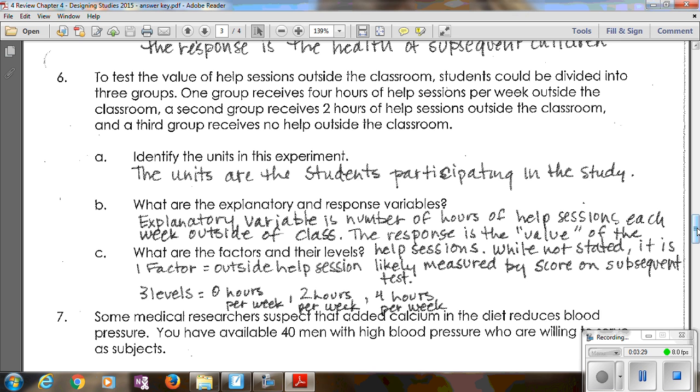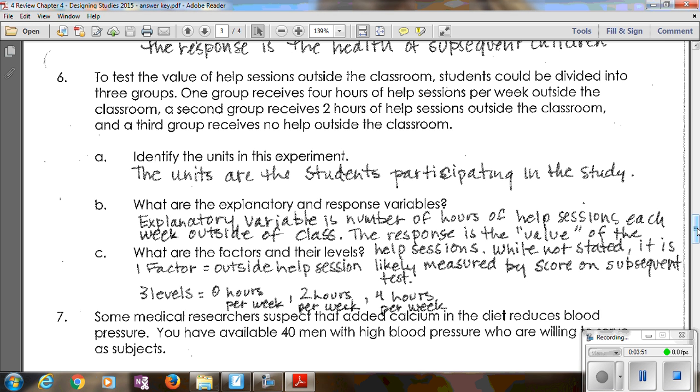All right, number 6 is another study. It says to test the value of help sessions outside the classroom, students could be divided into 3 groups. One group receives 4 hours of help sessions per week outside the classroom. A second group receives 2 hours of help outside the classroom. And a third group receives no help. So the first thing you're asked to do is to identify the units. And so this is just basic vocabulary.